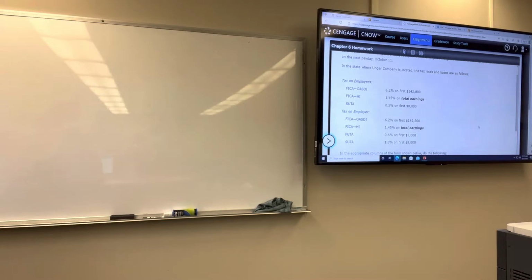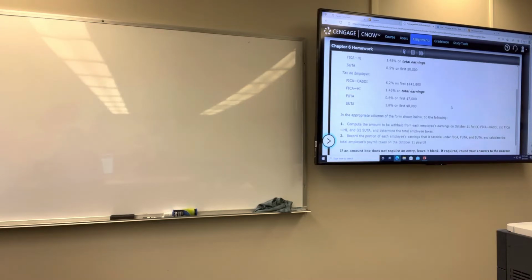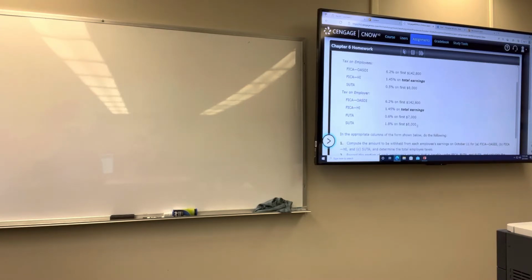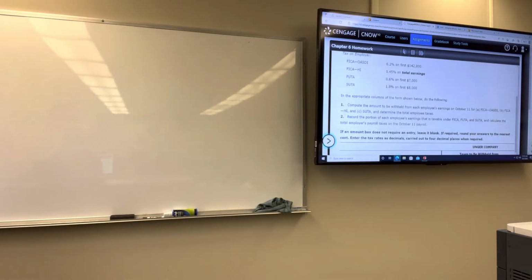SUTA rate. So you can see the SUTA rate for employers and employees is different. So employees do have an amount of SUTA that has to be deducted. In the appropriate columns on the form shown below, compute the amount to be withheld from each employee's earnings on October 11th.